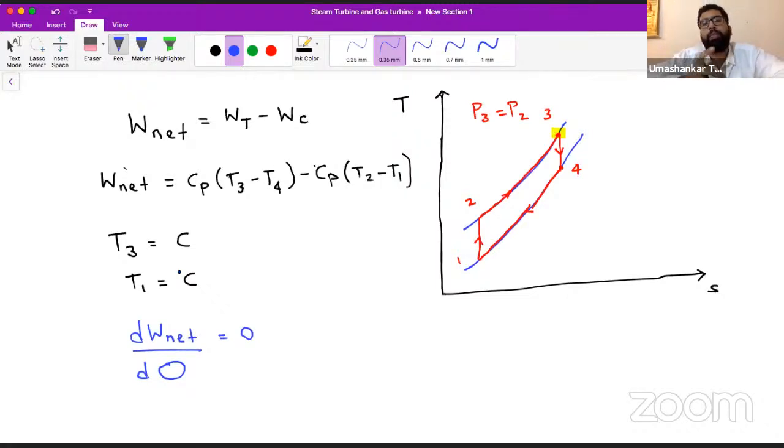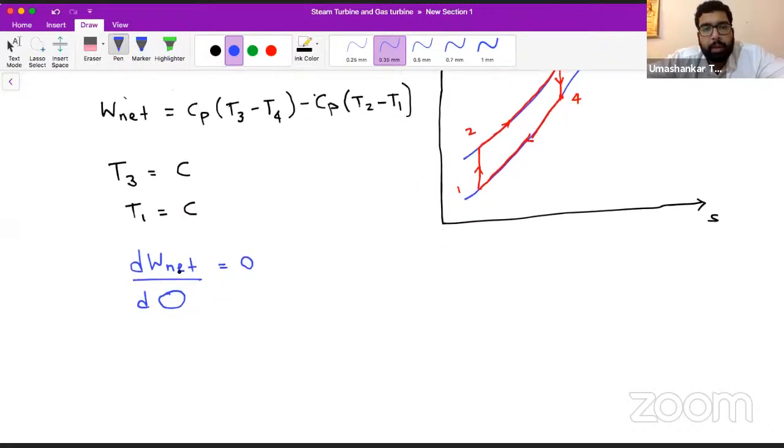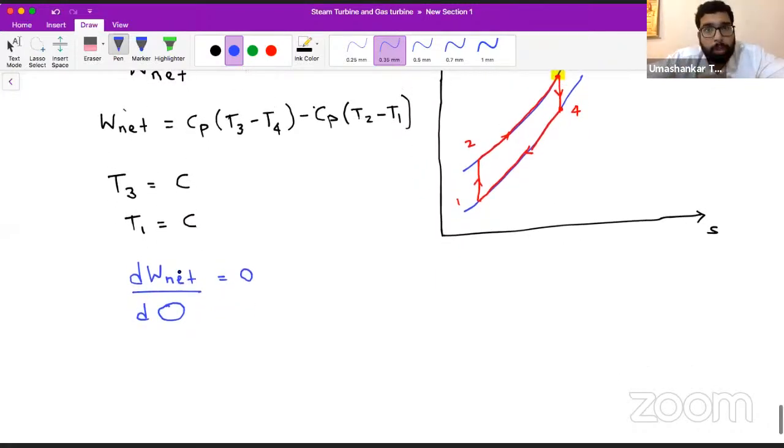So if I differentiate this net work expression with respect to the variable and put it equal to 0, I'll get the conditions in which this net work is going to be maximum. Is that clear or not? Okay. Now in this equation, what is the problem we are having? We have two variables, because T2 and T4 both depend upon the pressure ratio, so we need to reduce this equation to one variable.